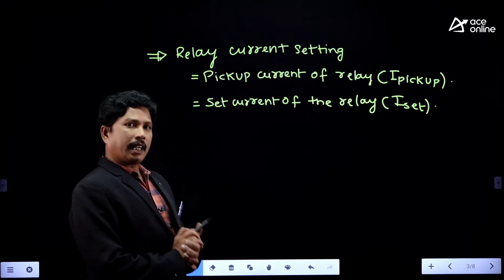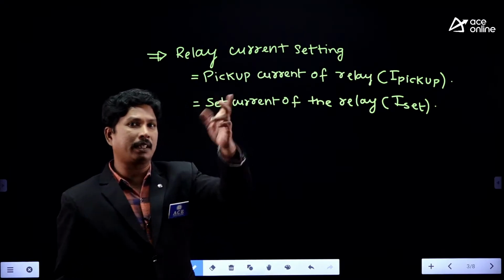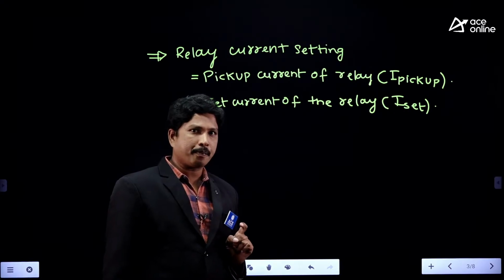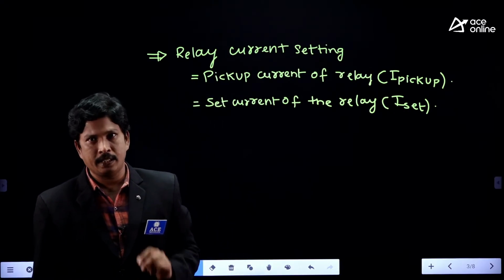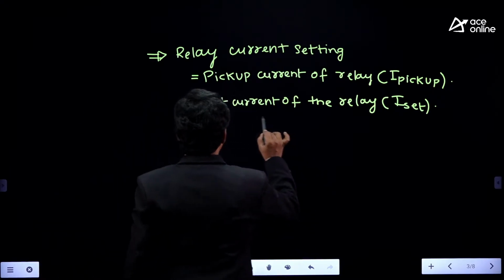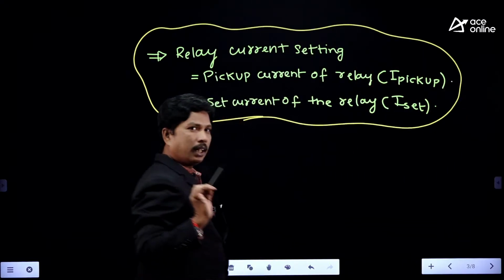Now, this is the current at which the relay is going to give the trip signal to the circuit breaker. That means whenever this current occurs in the transmission line, the relay is going to identify there is a fault on the system. Clear? So this current is the current at which the relay gives the trip signal to the circuit breaker.